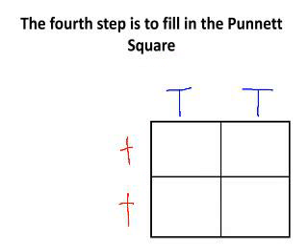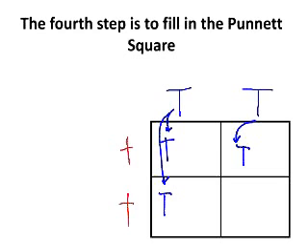The fourth step is to fill in the Punnett square. You do this by copying the father's alleles straight down the column. So this father's allele first moves here, capital T, and then it gets copied down there for capital T. Same with his second allele, copied here, and capital T.